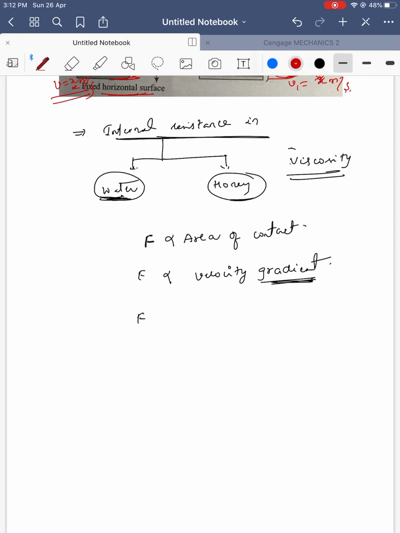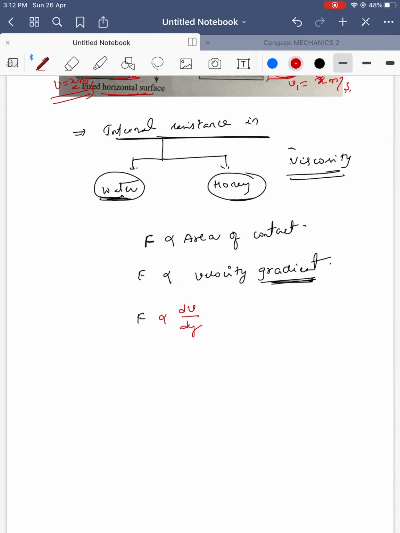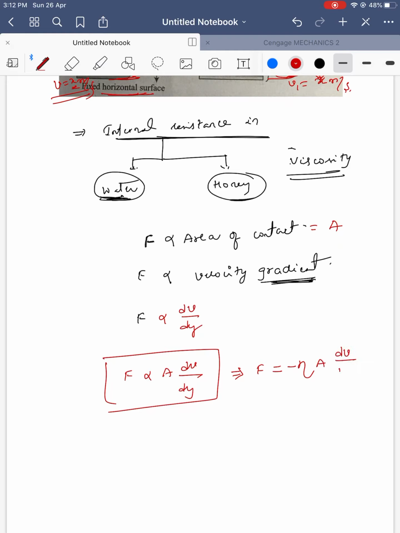Now force is proportional to the velocity gradient, which I can write as dv by dy. The area of contact is, say, a. So I can write F is proportional to a into dv by dy. The proportionality symbol is there. To remove it, I can keep a constant here. F is equal to some constant k into, instead of constant k, I am directly writing minus nu into a dv by dy.